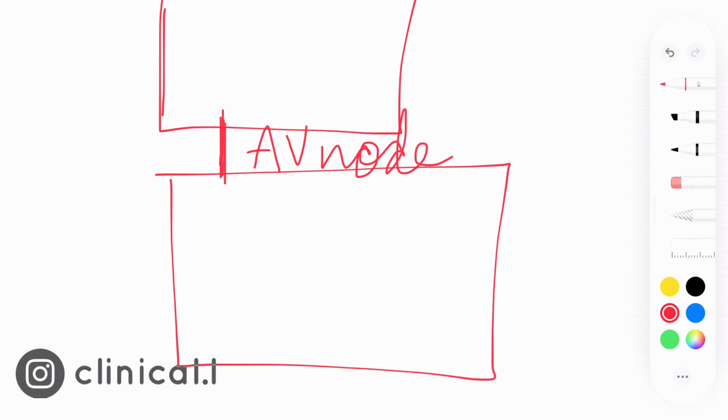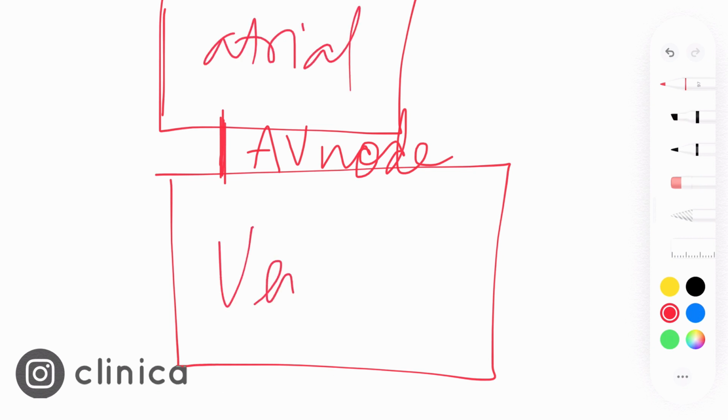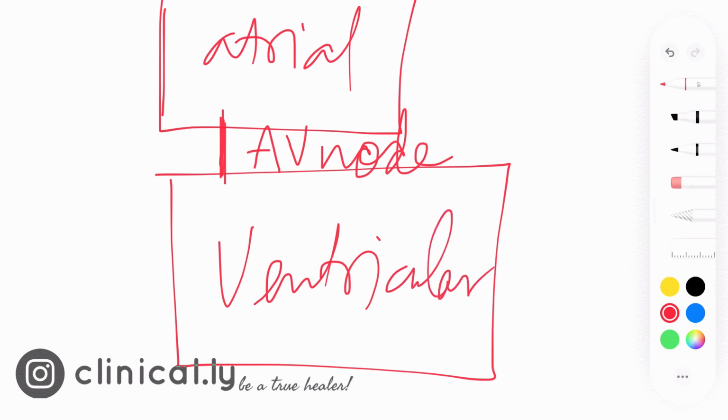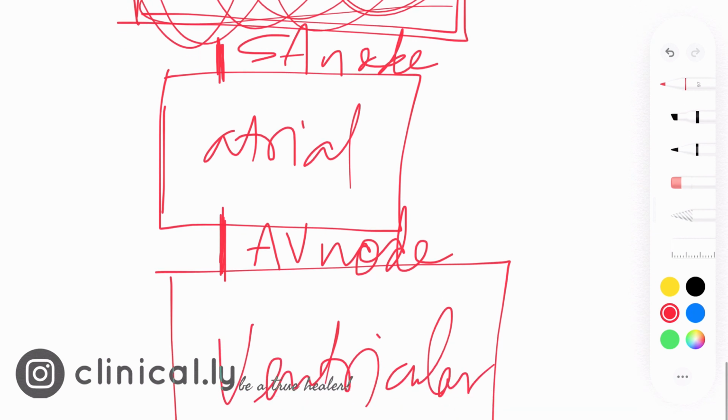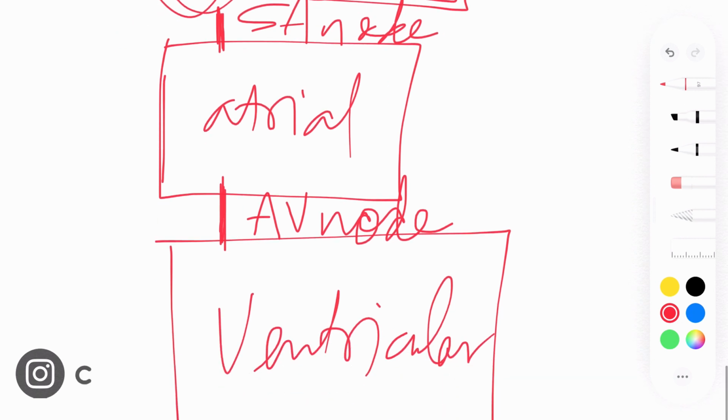Now, the AV node is the only connection between these two blocks, and current can flow from the atria to the ventricles only through the AV node in normal situations. Let's draw our SA node here for diagrammatic representation purposes.